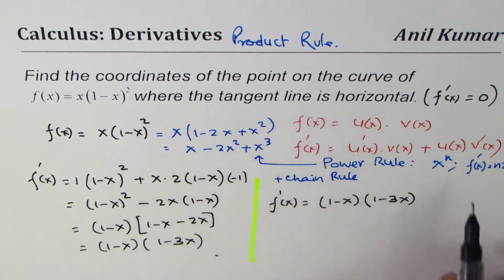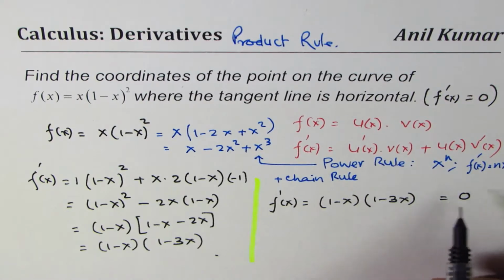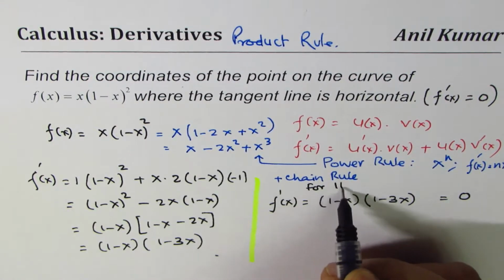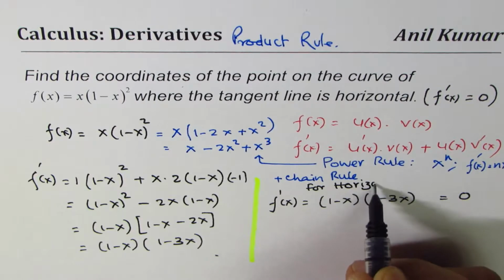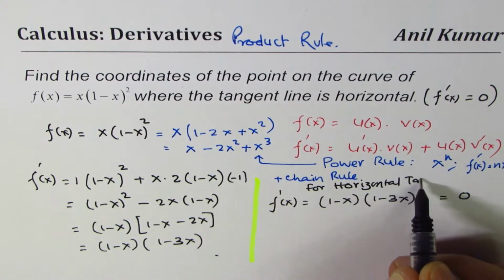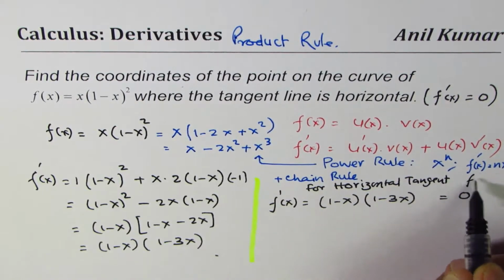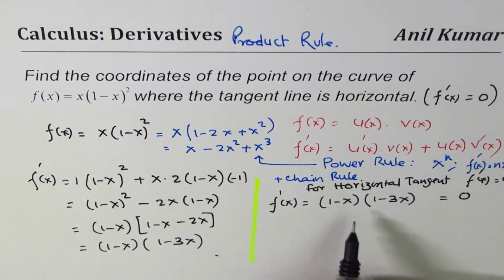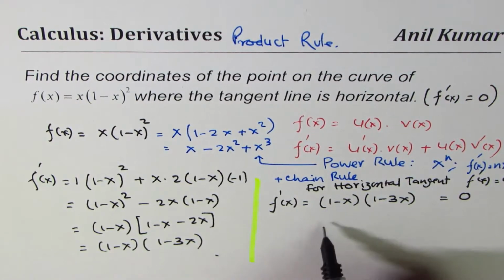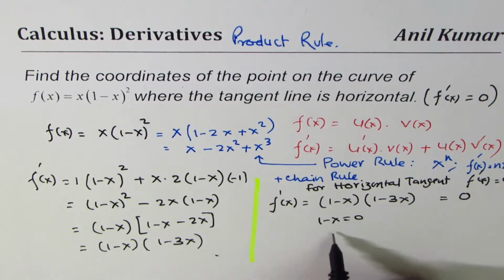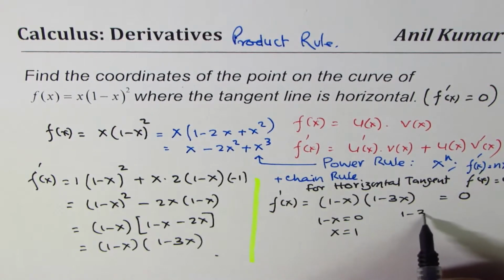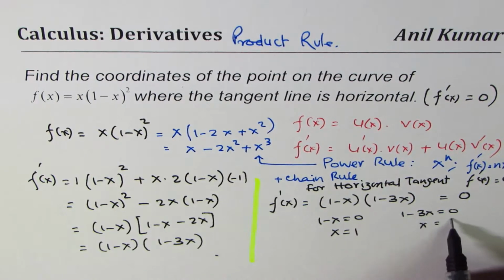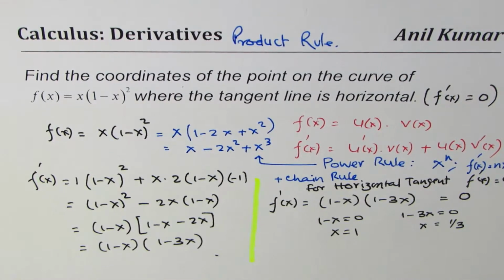Now for horizontal tangent, I'll equate this to 0, right? For horizontal tangent, f dash x equals 0. Perfect. So factored form 0 means 1 minus x equals 0. That means x equals 1. 1 minus 3x equals 0. That means x equals, take it on this side, divide by 3, 1 over 3. Correct? So the x values are 1 and 1 over 3.